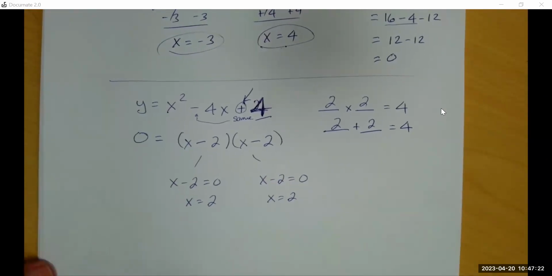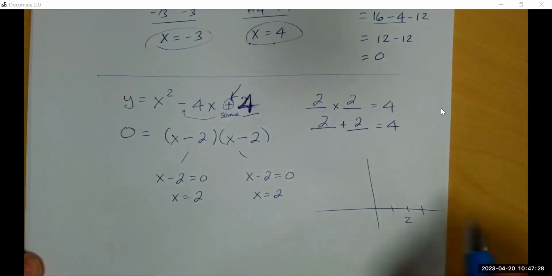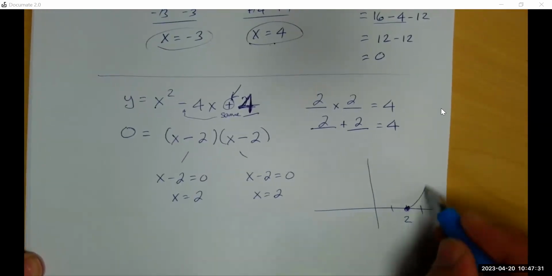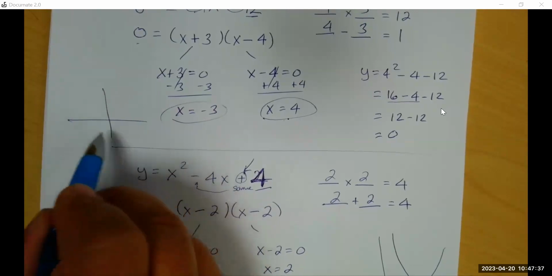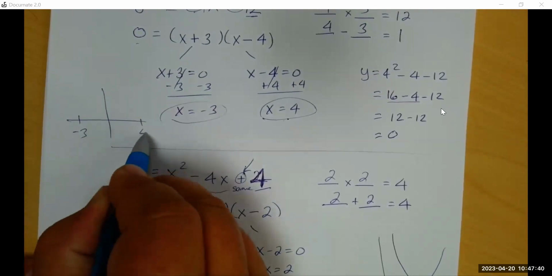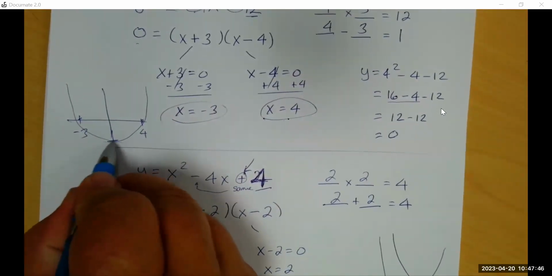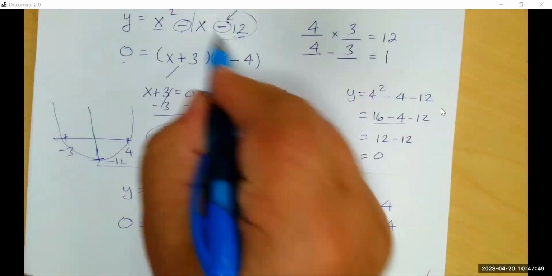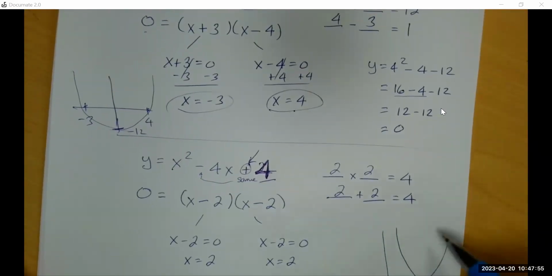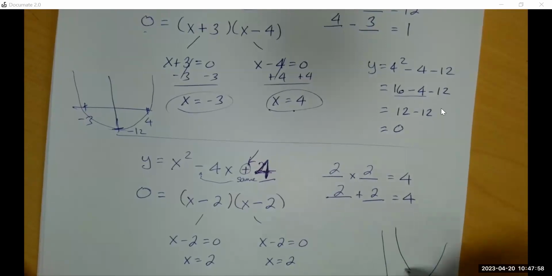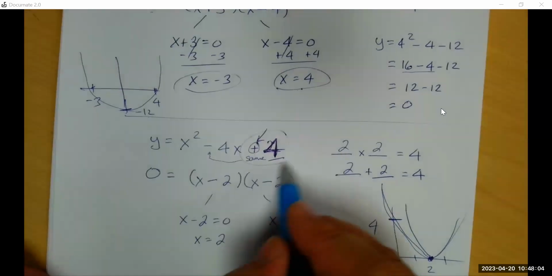That's possible. Remember, what this graph will look like is at 2, that's our x-intercept. The graph will go up from there. In these, one of them is -3, one of them is +4, and it crosses at -12 because of that. In this equation here, we just did in the bottom, it crosses the y-axis at +4 because that's the constant.